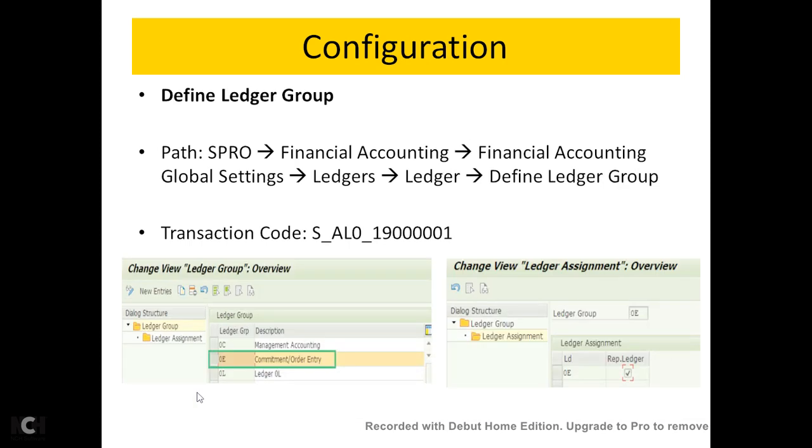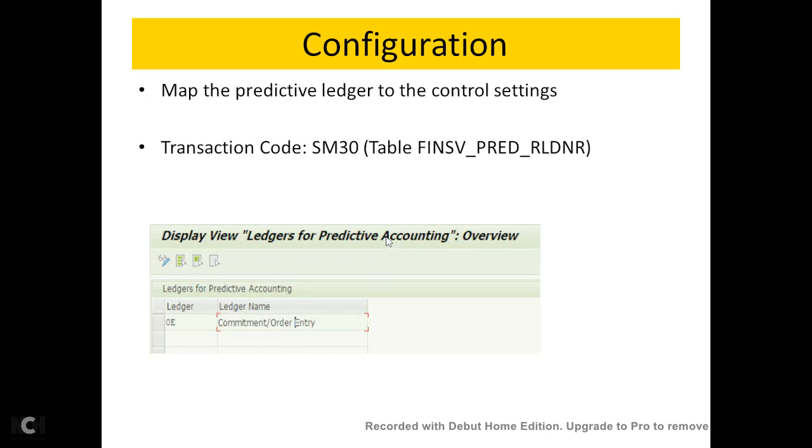Then you define the ledger group and assign the extension ledger to this ledger group. This is the path and transaction code for that. After that, you need to map the predictive ledger to the control settings. For this, you have to go to SM30 and use the table FINSV_PRED_RLDNR.